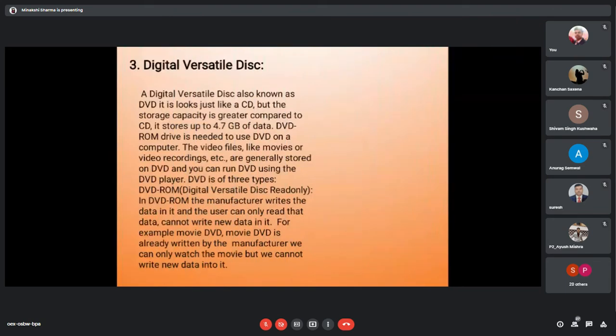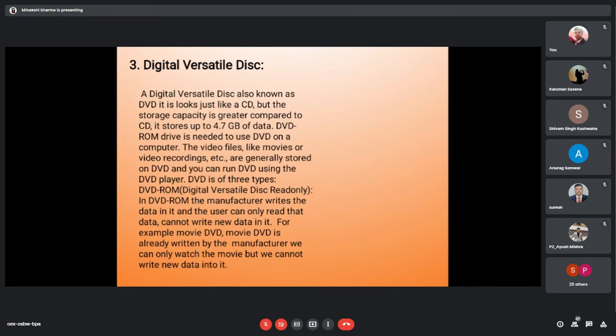Third comes the digital versatile disk, also known as DVD. It looks the same as a CD, but its storage capacity is greater compared to a CD. It can store up to 4.7 GB of data. There are mainly three types of DVD. First one is DVD-ROM, digital versatile disk read only.